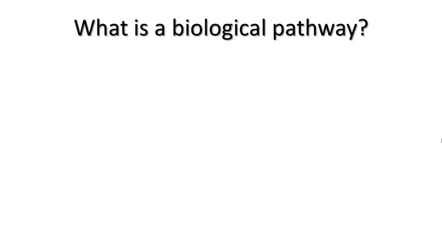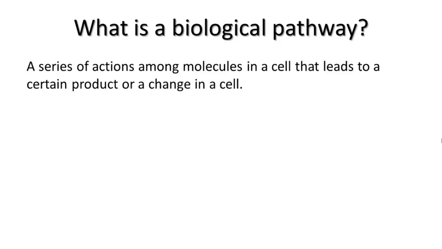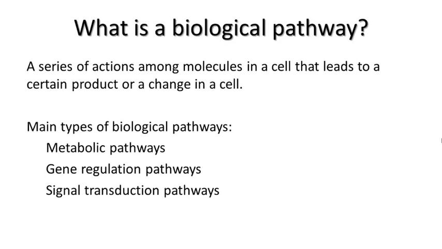A biological pathway is similar. It is a series of actions among molecules in a cell that leads to a certain product or a change in the cell. There are three main types of pathways. The metabolic pathways, which are like a factory's production assembly line. The gene regulation pathways, like the production management, and the signal transduction pathways, like the monitoring of the market and sales, and the transmission of the information to the supply manager and product manager.